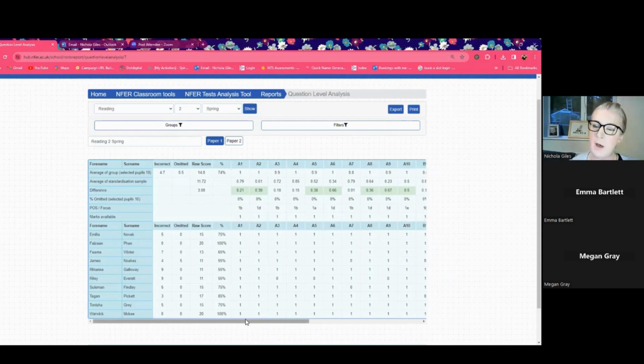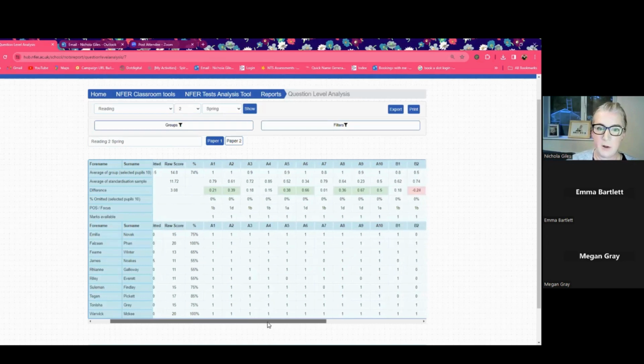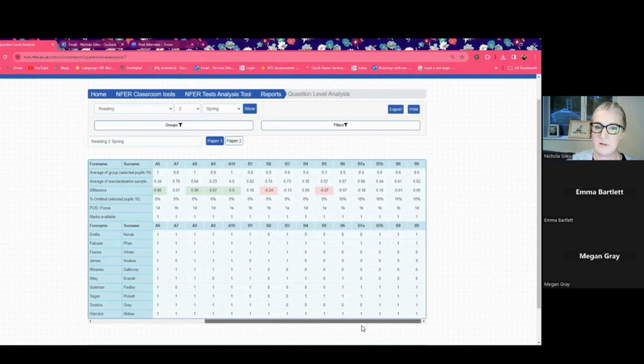You can then see where you may have decided to add those 1s, 0s and X's. If you've only put a raw score in, you won't be able to get this information here. So it may be about thinking about selecting a group to enter that data, if not entering everybody. If you go along here, you can then see there are some that are in green, some that are not coloured and some that are red.